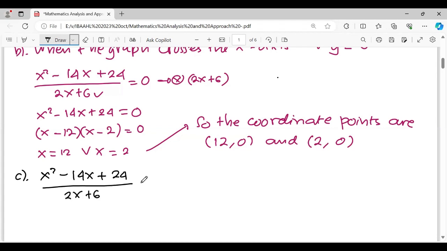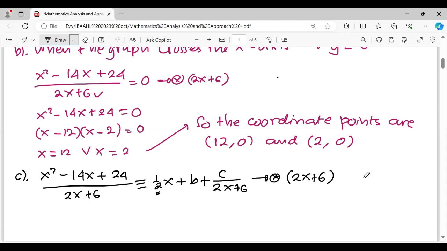2x plus 6 equivalent with half x plus b plus c over 2x plus 6, and then multiply by 2x plus 6. So look, based on this statement it means a equals half.